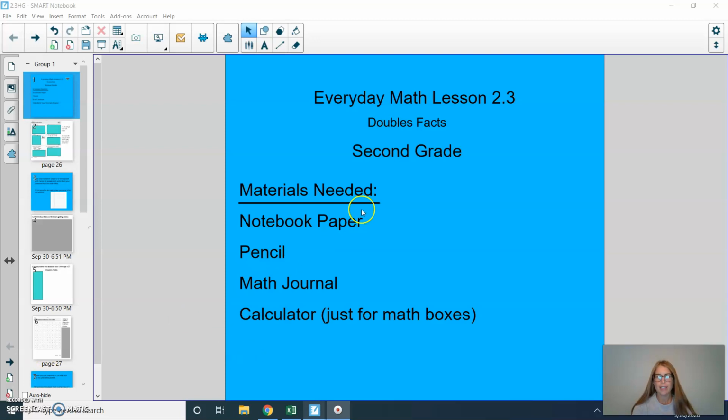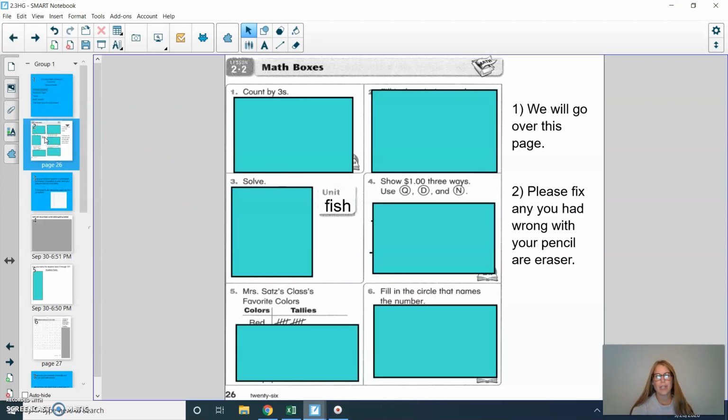The materials that you'll need today: notebook paper, your pencil, math journal, and your calculator just for a couple of math boxes. So if you don't have a calculator for today's lesson, that's okay. Let's get started. The first thing that we're going to do is go over our math boxes from the previous lesson. So this is Math Journal, page 26. If you're noticing that you have any mistakes, please fix those with your pencil and eraser.